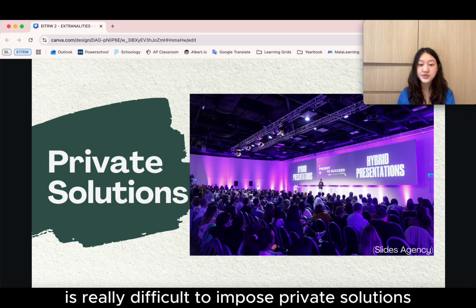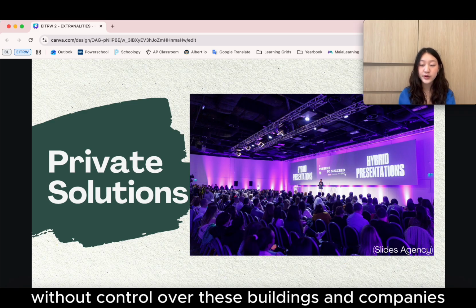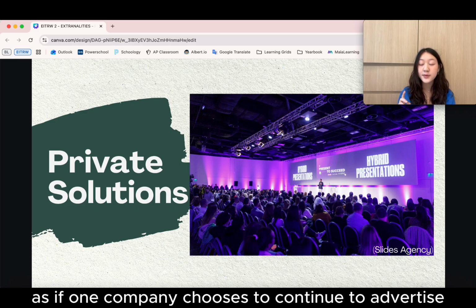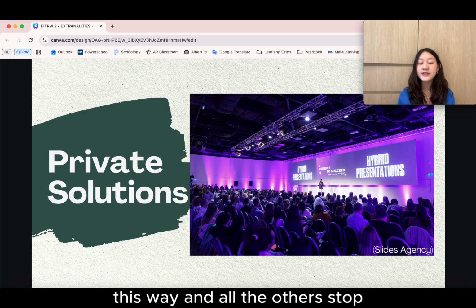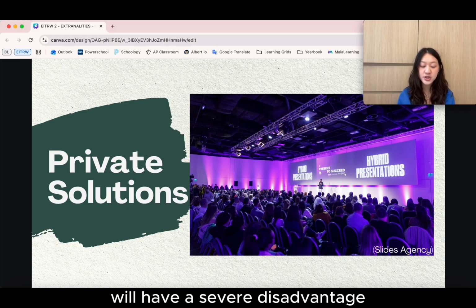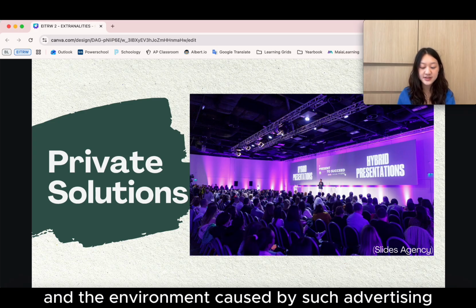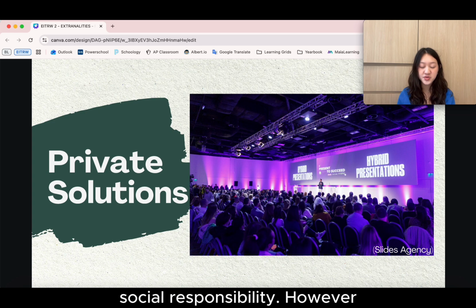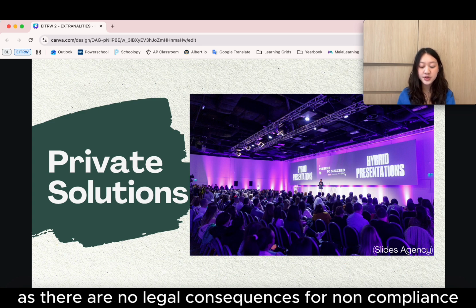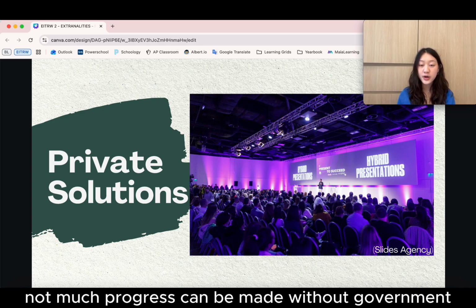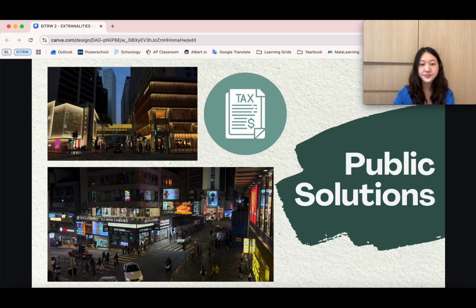For this externality, it is really difficult to impose private solutions without control over these buildings and companies, as if one company chooses to continue to advertise this way, and all the others stop, then the ones that have stopped will have a severe disadvantage. A possible solution could involve more NGOs which can give talks and spread awareness about the harms to society and the environment caused by such advertising, hopefully appealing to corporations' social responsibility. However, as there are no legal consequences for non-compliance, not much progress can be made without government intervention.